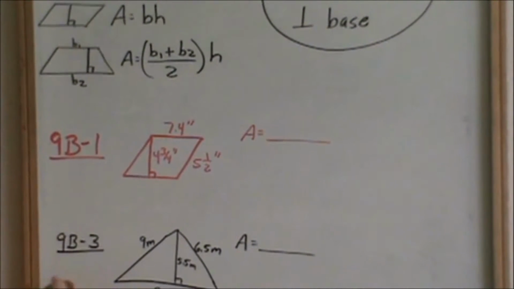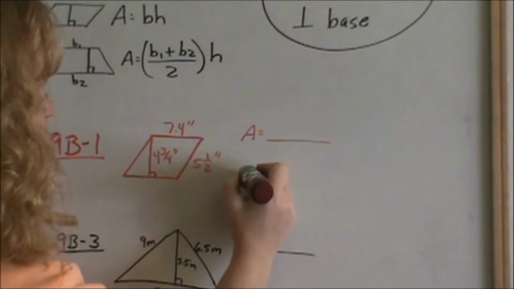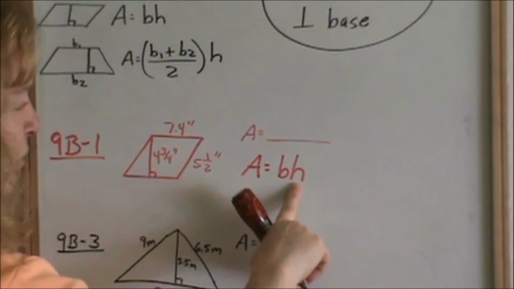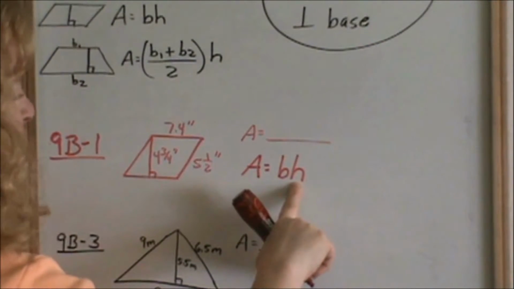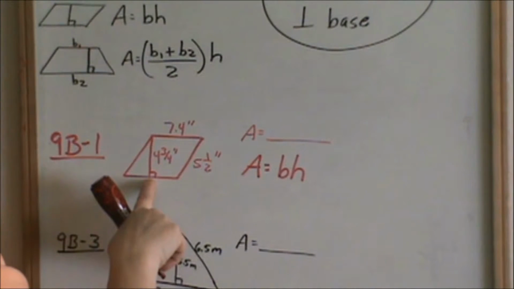Okay, first off, you are working with a parallelogram, so you need the formula for the area of a parallelogram. Area of a parallelogram is base times height. Which number do I use for the height? Height is always perpendicular to the base. This right here, this symbol shows me which is the height that is perpendicular to the base.